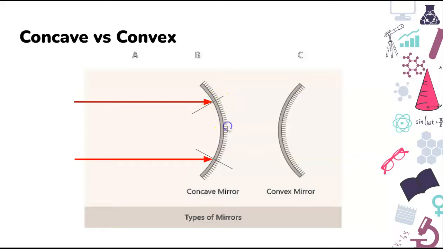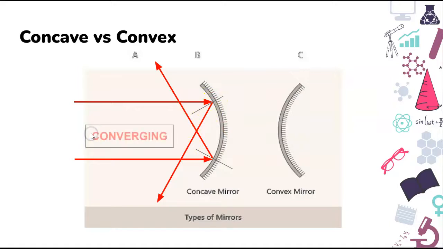So now that we have those normals in there, we can put in our reflected rays. And you'll notice that these reflected rays kind of bounce back in towards the middle. So that's why this type of a mirror is called a converging mirror, because those light rays come in, hit the mirror, and then they converge on a point somewhere in the middle.